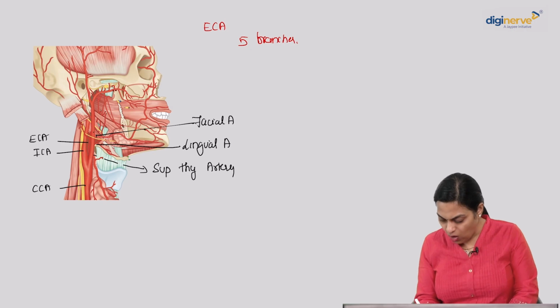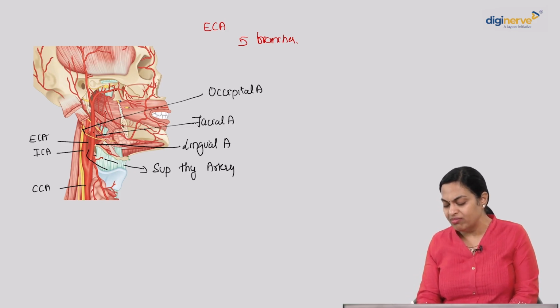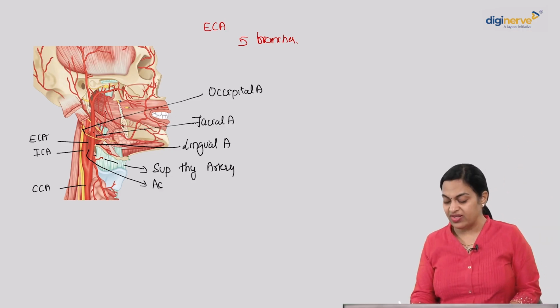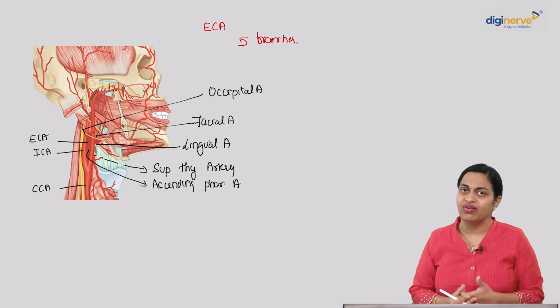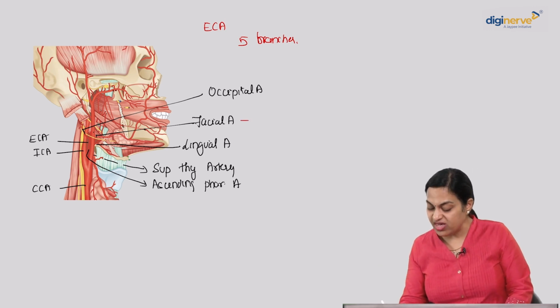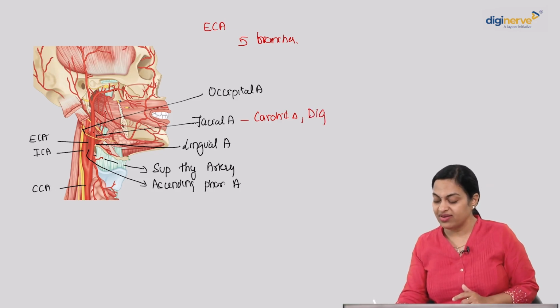And then opposite to the origin of the facial artery from the posterior aspect of external carotid, that is the occipital artery. And the only medial branch of external carotid artery which is going to ascend along the pharynx, the ascending pharyngeal artery. These are the 5 branches of external carotid artery found in carotid triangle. Apart from that, please remember, this facial artery is not only related to the carotid triangle but also to the digastric triangle.